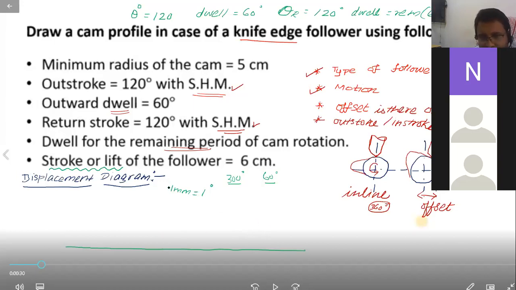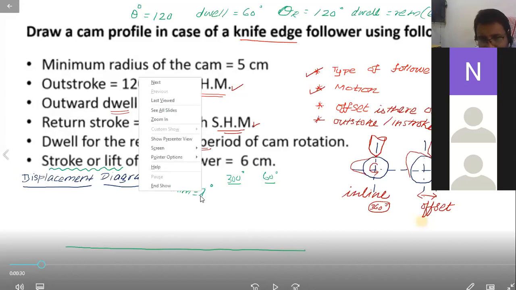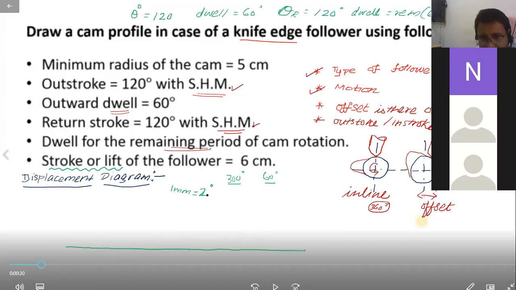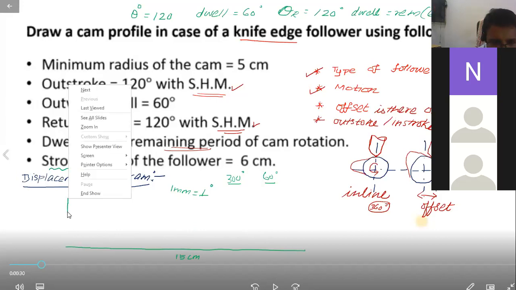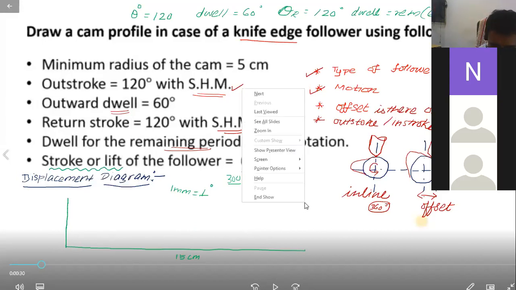So take 15 centimeter. 1 millimeter is equal to 2 degree. So we can take 15 centimeter. Draw a line of 15 centimeter. What should this height be? 6 centimeter. Draw 6 centimeter.